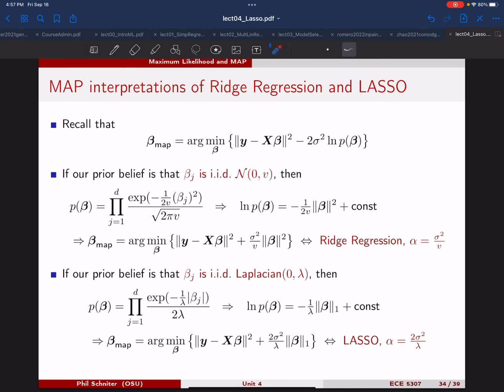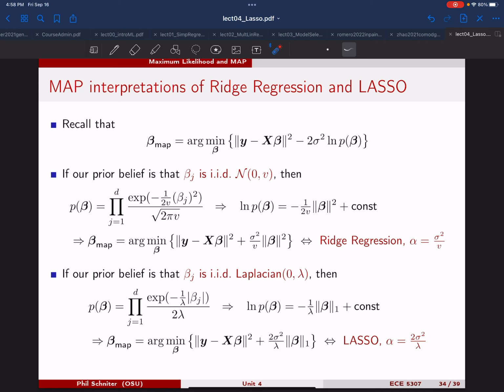So this is the equation from the previous page we just saw. Let's imagine that our prior belief about our betas is that the individual betas, let's say that they're Gaussian, mean 0, variance v, independent, and all distributed the same way. In this case, the probability on the vector of betas is the product of the probabilities on each of the individual beta j's, and that is just a 0 mean Gaussian with a variance of v. So this is what we get here.